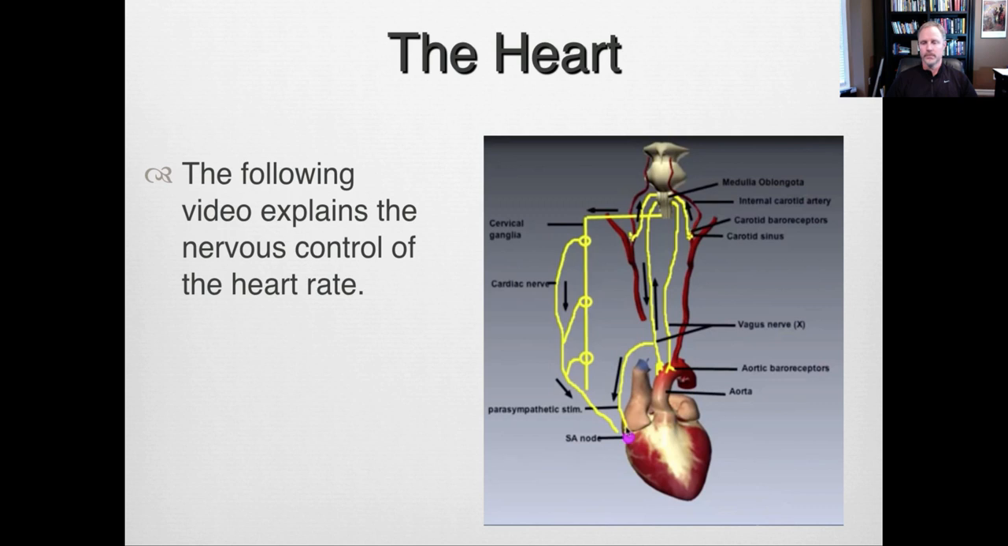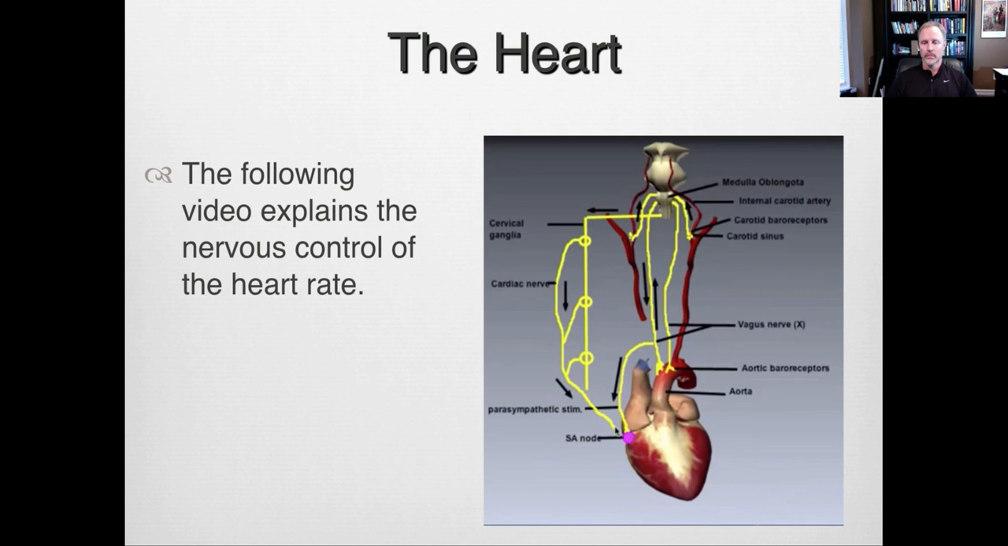On the opposite end, if the blood pressure is too low and we need to increase the blood pressure to get back into that homeostatic range, a correction signal is sent via sympathetic fibers down the cardiac nerve, or the accelerans nerve. There are three cardiac nerves which come out of the cervical ganglia, and the cardiac nerve then releases norepinephrine at the SA node and increases the heart rate.